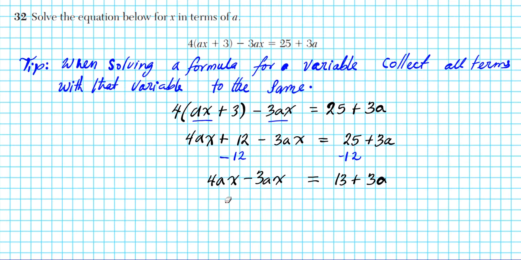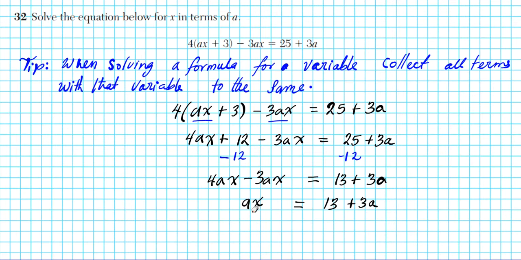Now we can combine these two terms. Sometimes you might not be able to combine. In that case, you will have to factor out the target variable and divide to get it isolated. But this is nice, we can combine them. So 4ax minus 3ax, you just simply subtract the coefficients. 4 minus 3 is 1. So 1ax can be written as ax, because 1 is a multiplicative identity, equals 13 plus 3a.